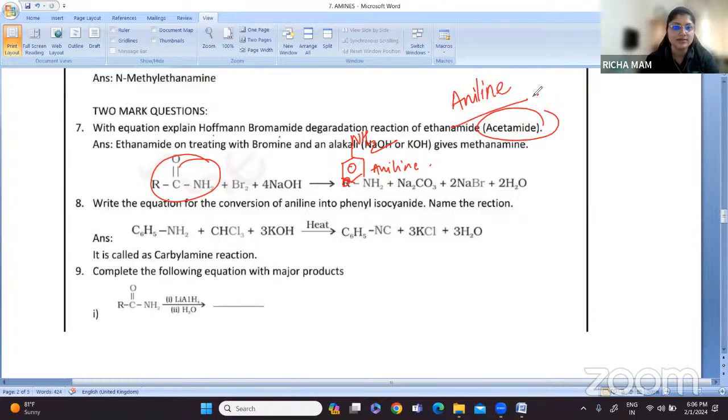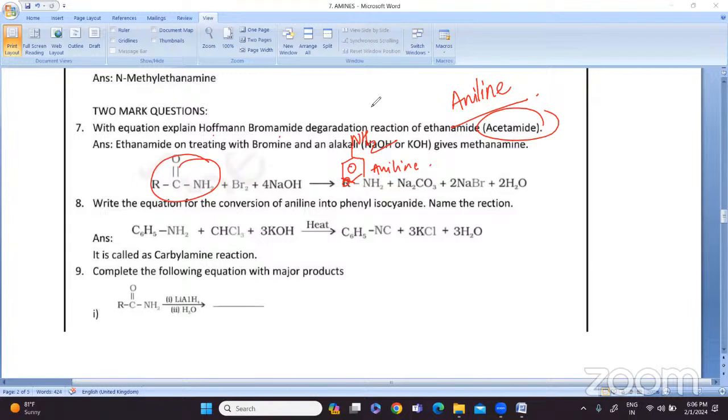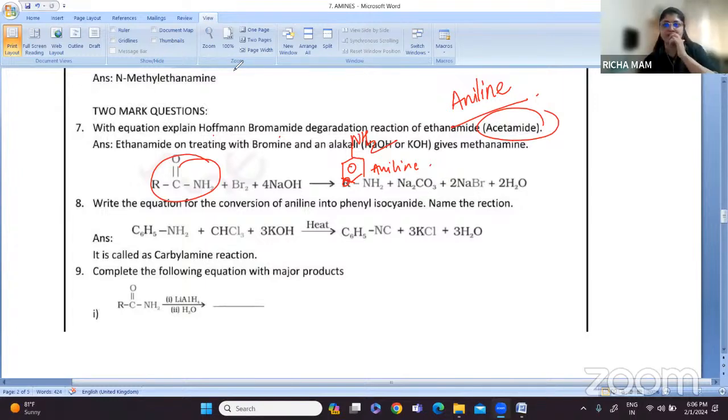Yes, I want answers, please answer. You can use the chat box, you can answer there. What should be my starting reactant? Nobody knows.